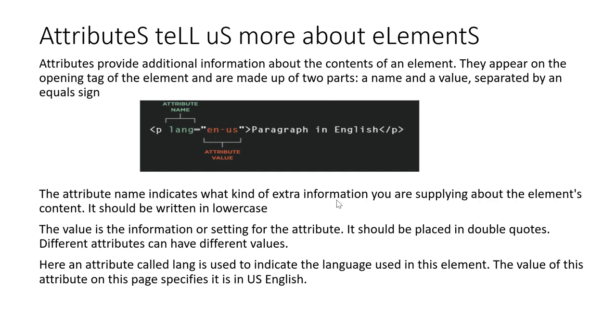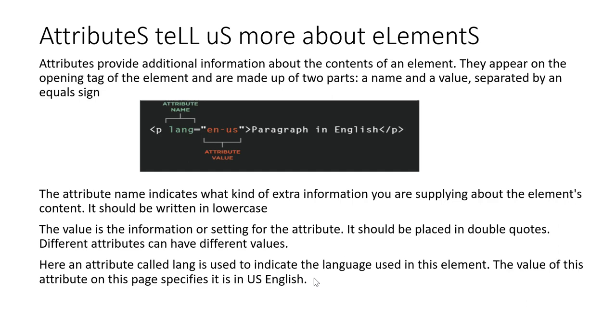The attribute provides extra information about the element's content. The value is the information or setting for the attribute. It should be placed in double quotes. Different attributes can have different values. Here an attribute called language is used to indicate the language used in this element. The value of this attribute specifies that the page is in US English.